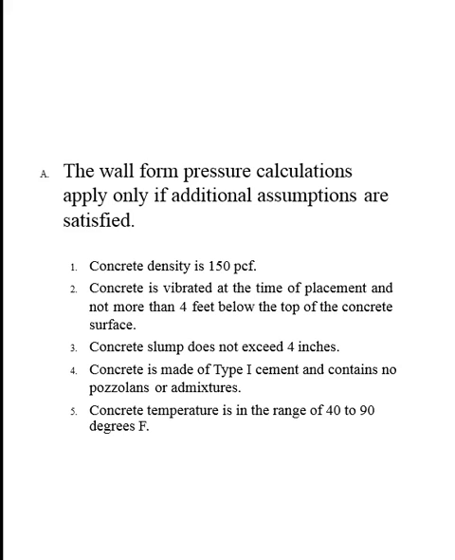Concrete has to be made with no slump more than 4 inches. Type 1 cement, there's no pozzolans or admixtures in it, so it's normally setting concrete. And the concrete temperature is a range of 40 to 90 degrees. If it's less than 40 degrees, right, you don't get strength. If it's more than 90 degrees, you'll have problems with it setting up too quickly unless it's iced. All right, so temperature control is important.